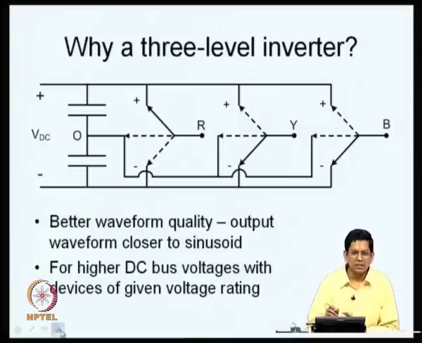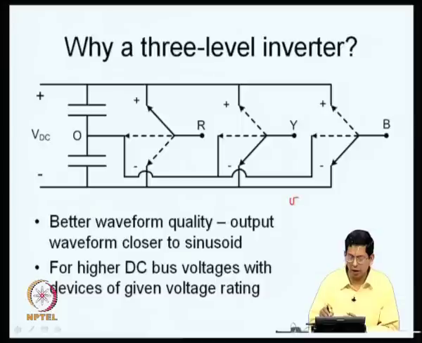Now, one reason is it can give a better waveform quality. Let us say we consider the potential between R and Y. These are 2 of the load terminals, and VRY is basically a line to line voltage applied on the load. You want this voltage to be as sinusoidal as possible, so you want the voltage to have as many levels as possible. In the case of a 2 level inverter, it can be either plus VDC or 0 or minus VDC. These are the only 3 voltage levels possible for VRY.